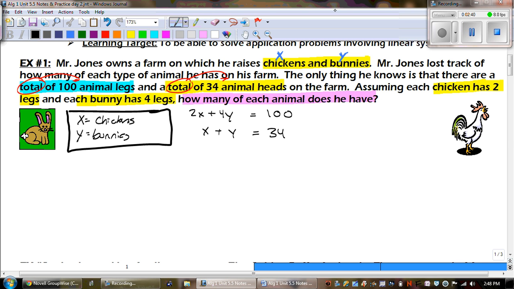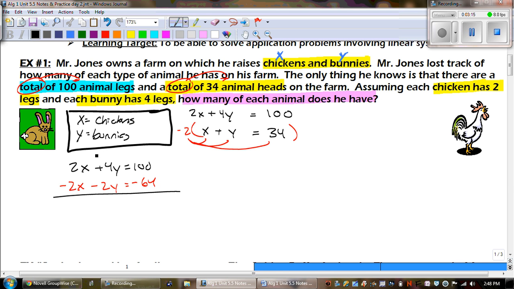Okay, now that we have our equations, what do you want to cancel? I'm looking that both my x's and my y's are lined up. Now, we can cancel our x's if I multiply the bottom equation by -2. So then we have 2x plus 4y equals 100. We're going to multiply by -2. We get -2x minus 2y equals -64.